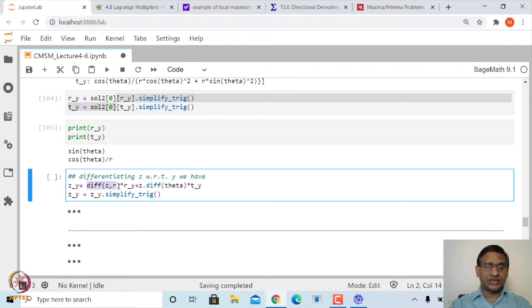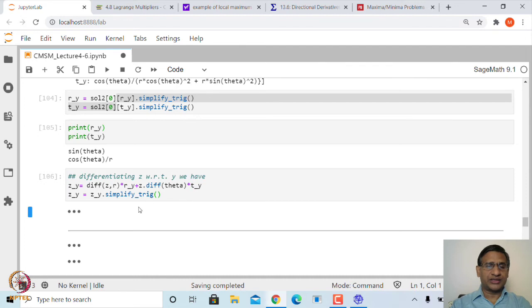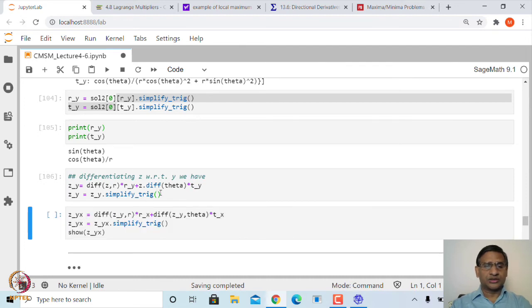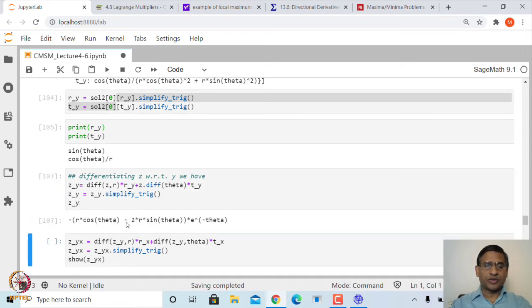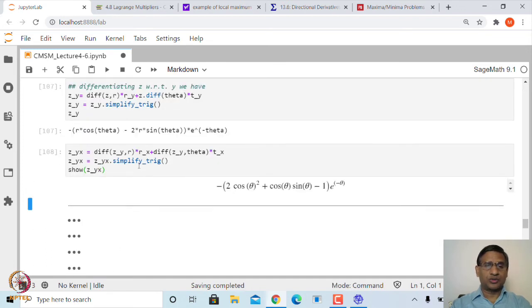So using the chain rule, you will have the partial derivative of z with respect to r times the partial derivative of r with respect to y, plus the partial derivative of z with respect to theta times the partial derivative of theta with respect to y. And if you simplify this, this is what you get. So let me print z underscore y. That's the first order partial derivative of z with respect to y. Now find the first partial derivative of zy with respect to x. So that again you can do using the chain rule. This is the final outcome, right.